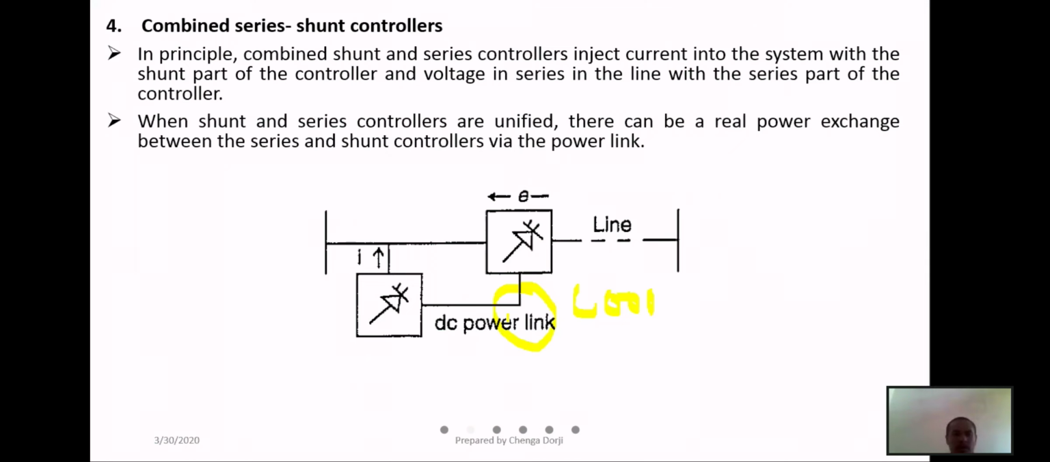Okay, so in this case, what is happening is when shunt and series are unified, there can be a real power exchange between the series and shunt controller via this power link. So the real power can be exchanged through this link. Whereas in the case of the coordinated one, the real power may not be able to exchange because the controlling part is there, and coordinated control is here. Okay, so this is what you can keep in mind.